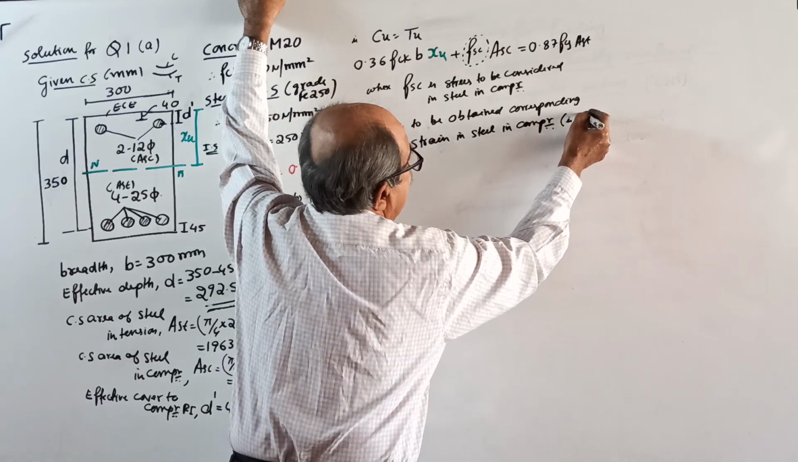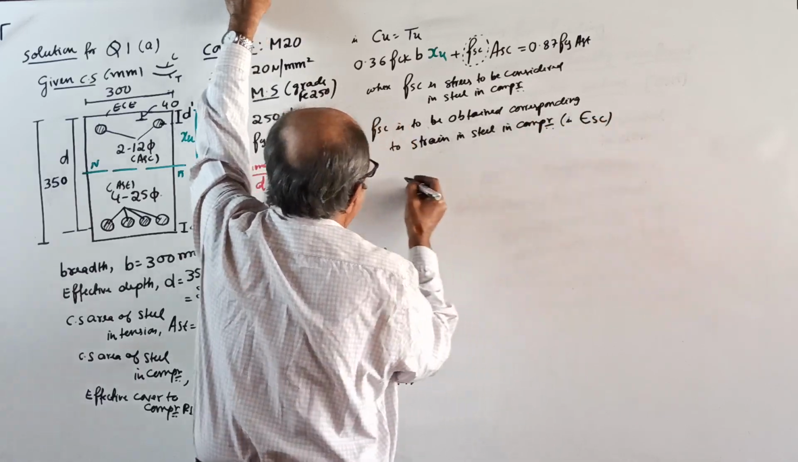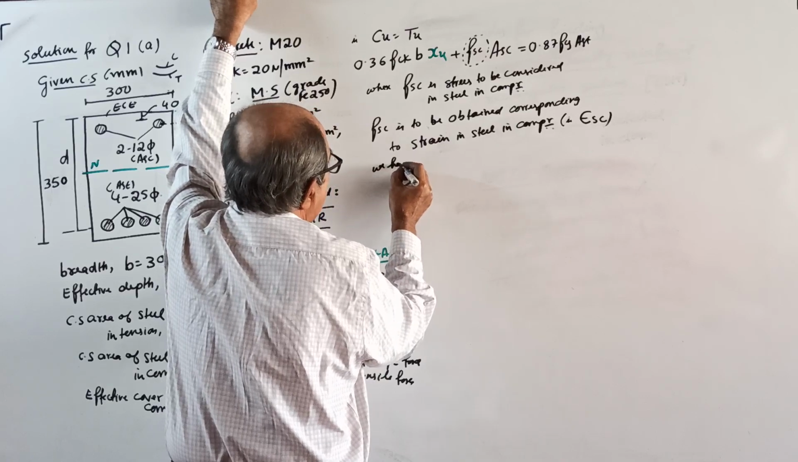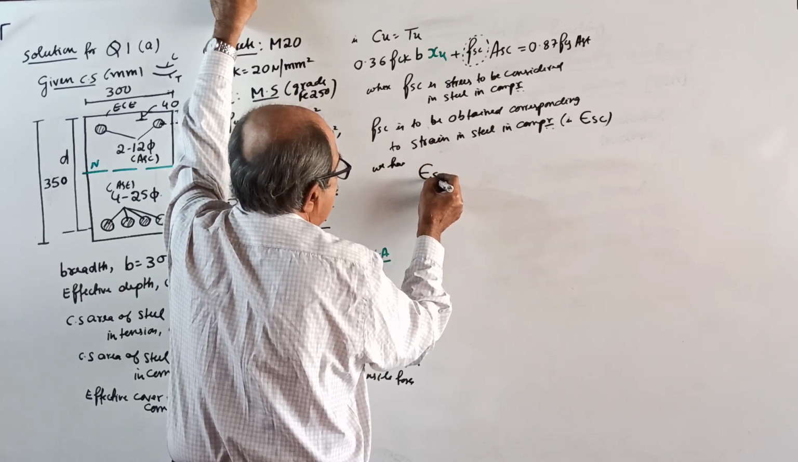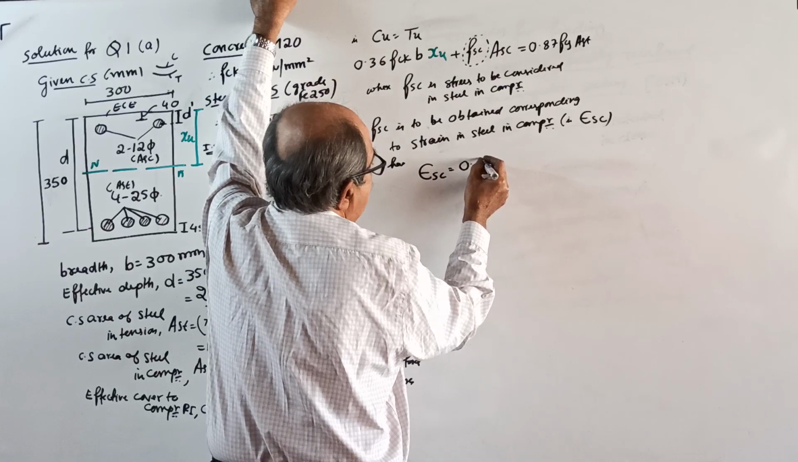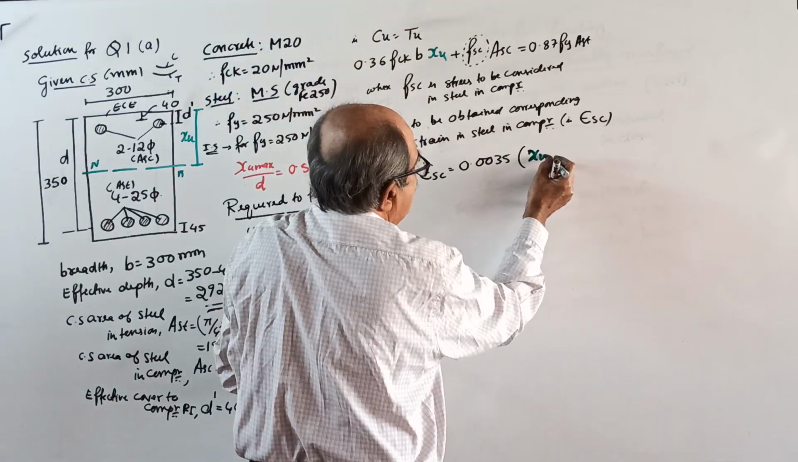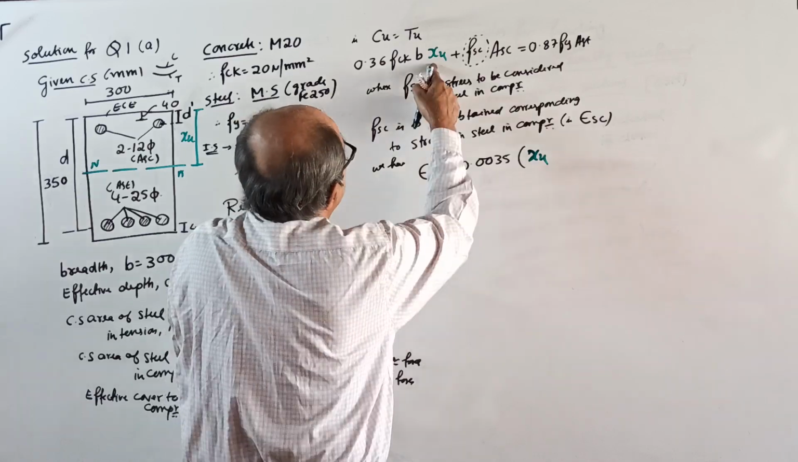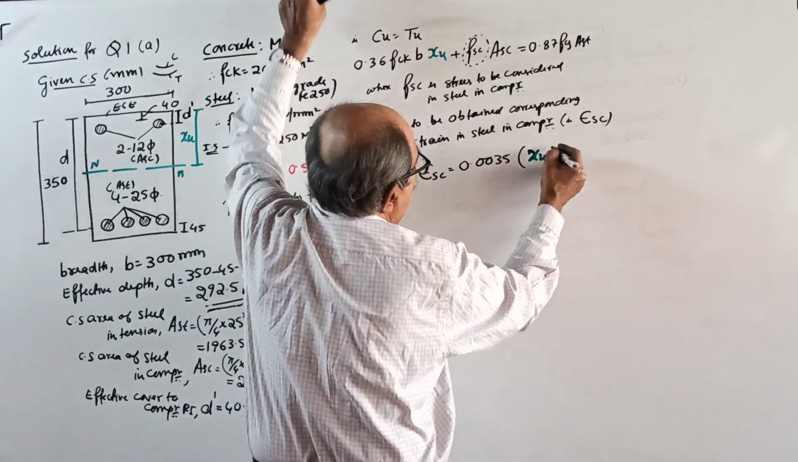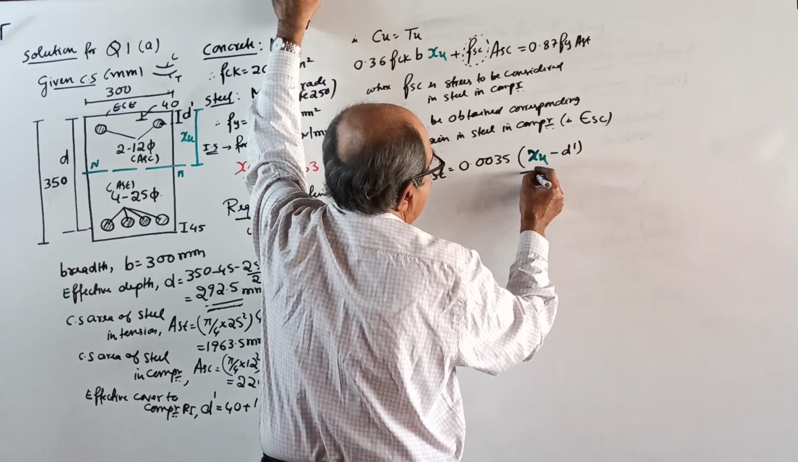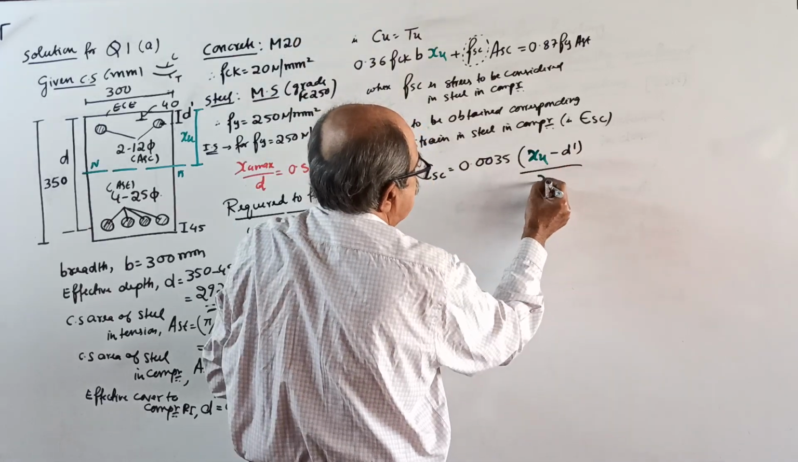That is epsilon SC. Okay, start. We have the formula, write directly. Epsilon SC equal to 0.0035 into XU, unknown value. See, XU is unknown there. XU minus D dash divided by XU.